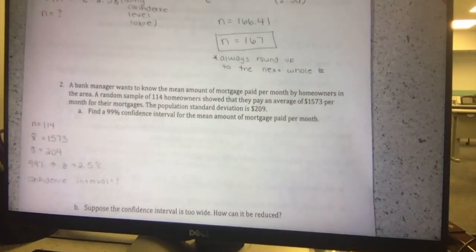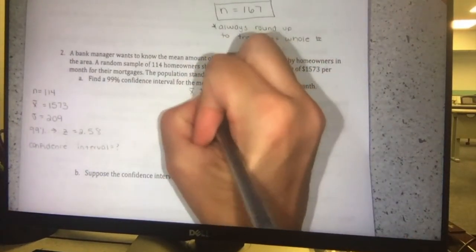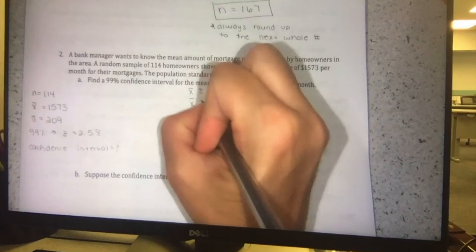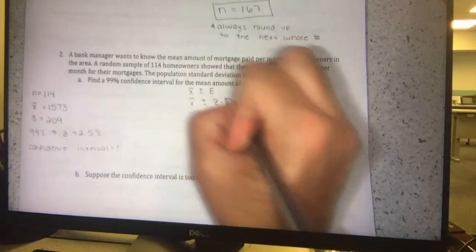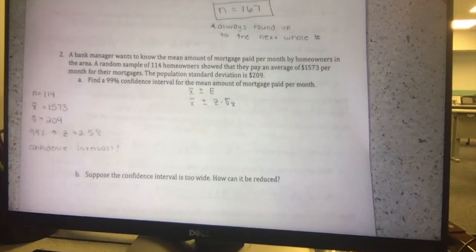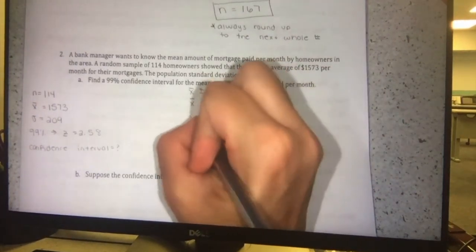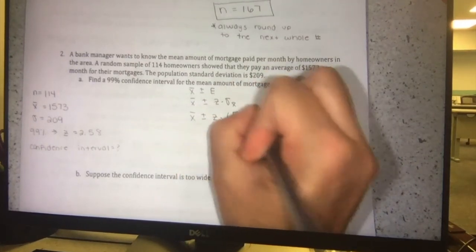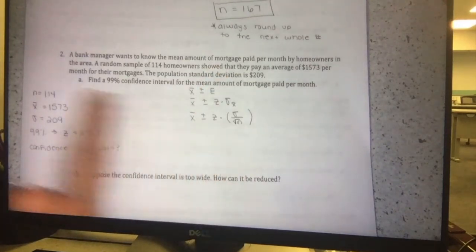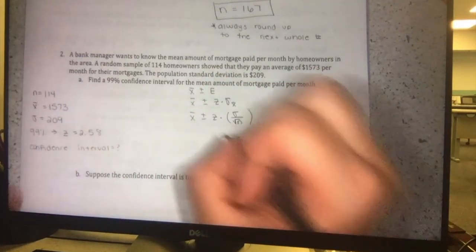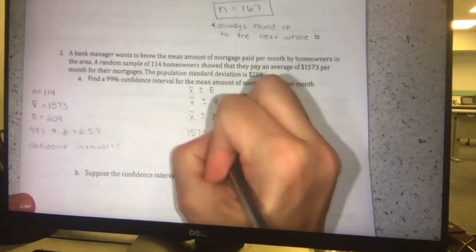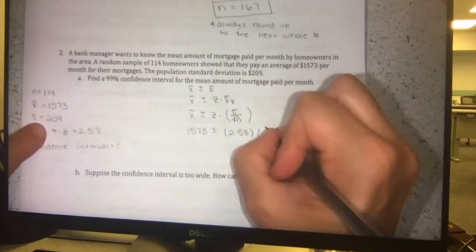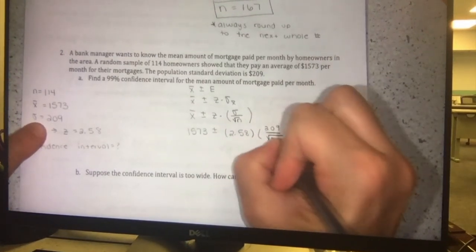So to find that confidence interval, we have to do our X bar plus or minus our error. Our error is Z times the sampling standard deviation. This is just from the previous page. Our sampling standard deviation, we know, is our population standard deviation over the square root of n. So now we can plug all this in here. X bar is 1573 plus or minus Z, which is 2.58, times our 209 over the square root of 114.